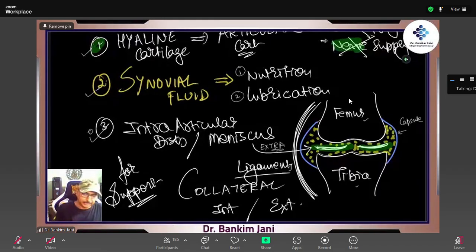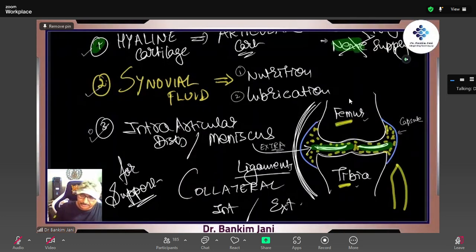And especially in the knee joint, we'll come across such ligaments, right? Because the knee joint is formed by the femur and tibia and not the fibula. The fibula is sitting outside. It is not part of the knee joint. So the entire knee joint is purely femur and tibia.